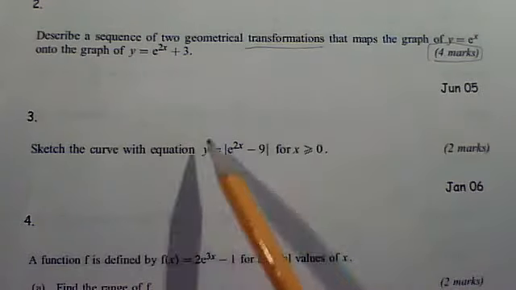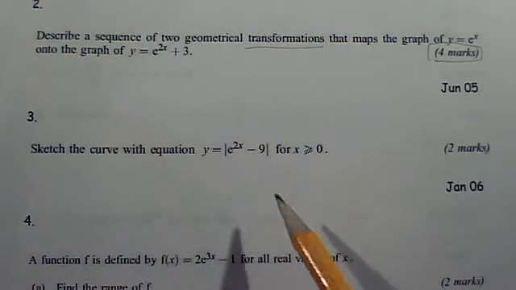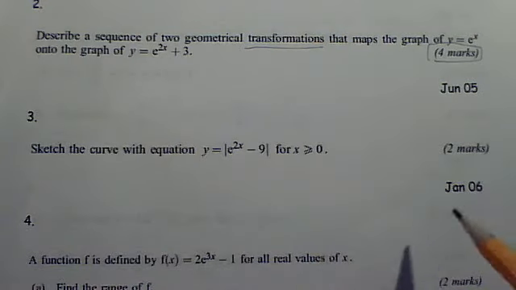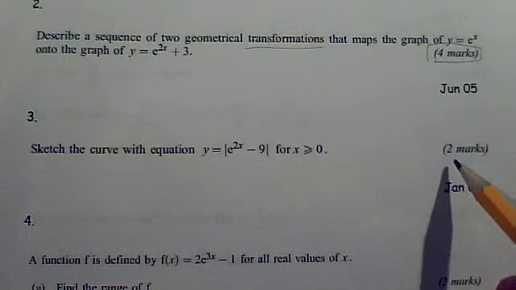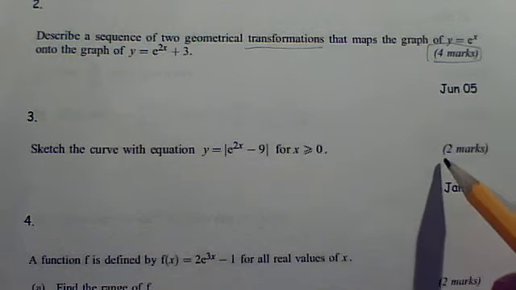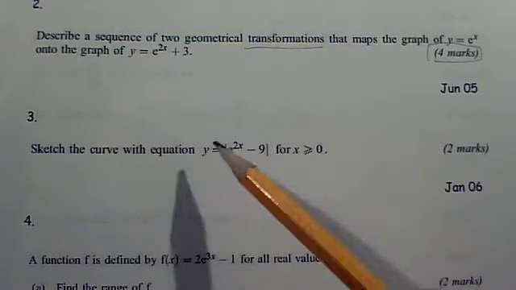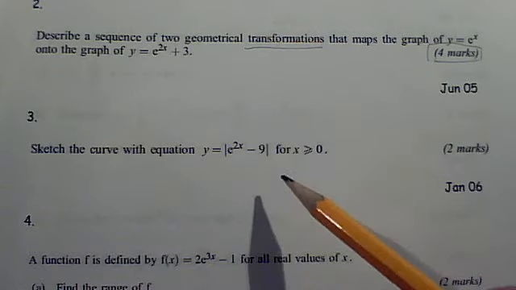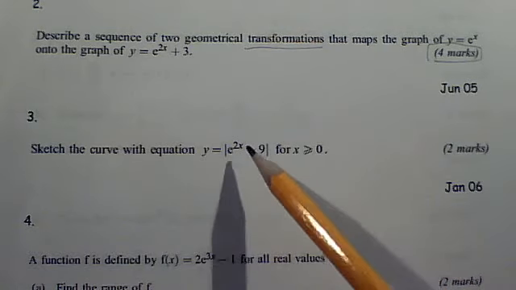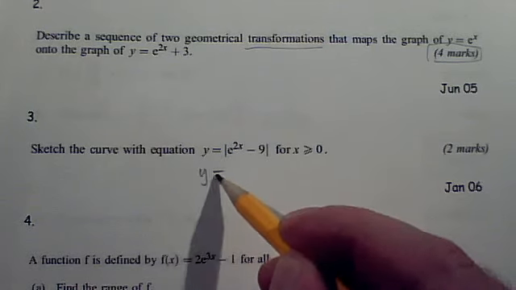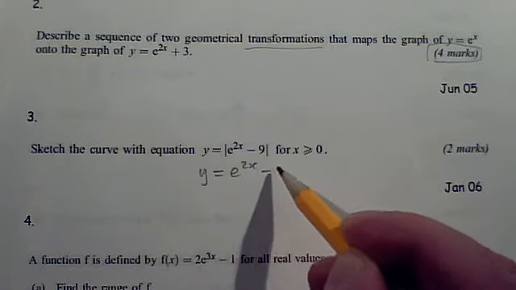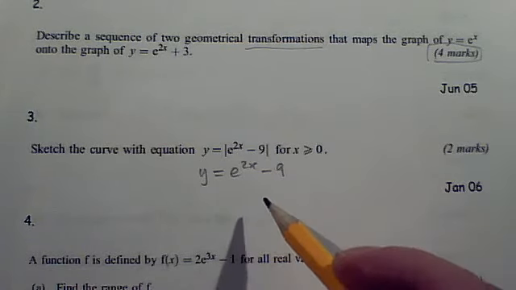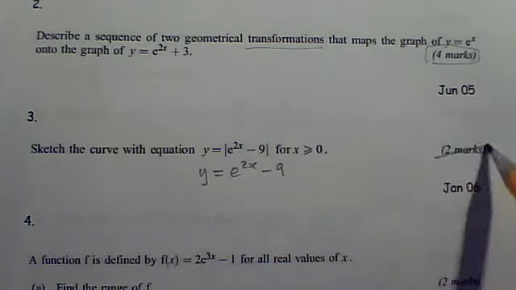Okay, here we've got to sketch this graph with modulus signs in it. The first thing to not be put off by is the fact that this claims only to be worth 2 marks. That's because this is actually a fragment of a larger question, and earlier up the question you've actually worked out quite a lot of the details of the graph of y equals e to the 2x minus 9 without the modulus signs. So forget the 2 marks.